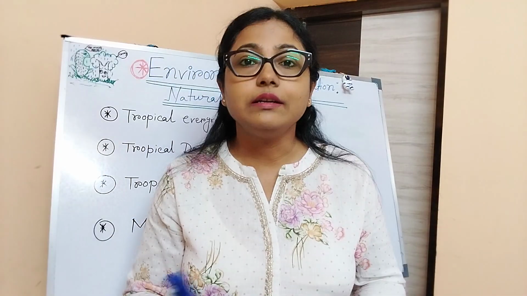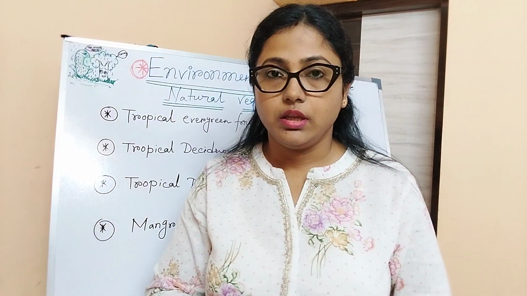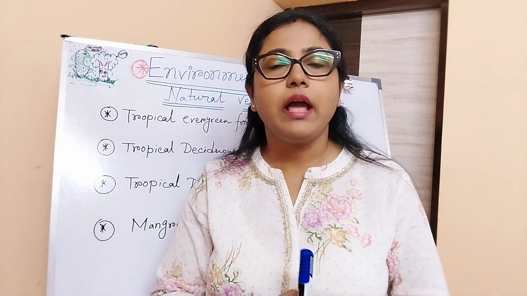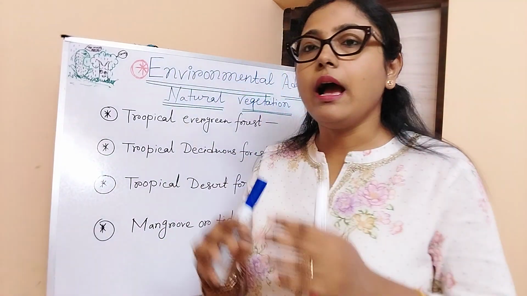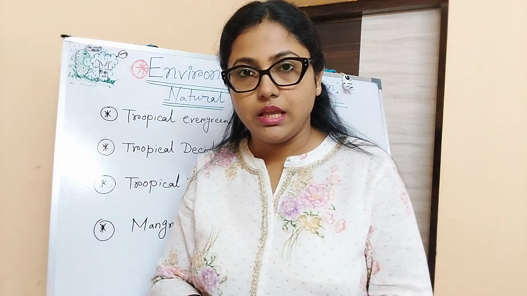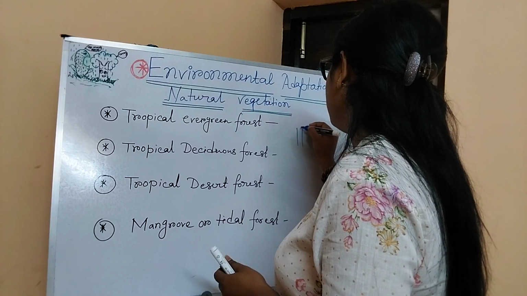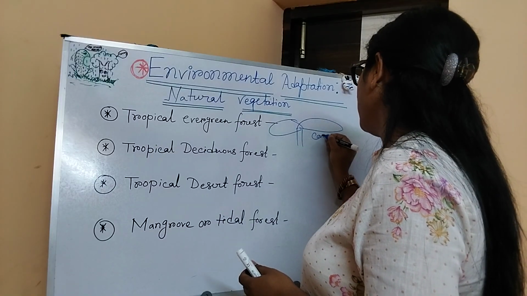Now, which are the different environmental adaptations? This region receives heavy rainfall and high temperature. Throughout the year, they receive tremendous rainfall. Then what happened? To get the sunlight in a maximum way, the trees are expanding their broad leaves like an umbrella. As a result, the canopy cover has been formed. The trees are expanding their leaves like an umbrella in this way, and this is called a canopy cover.